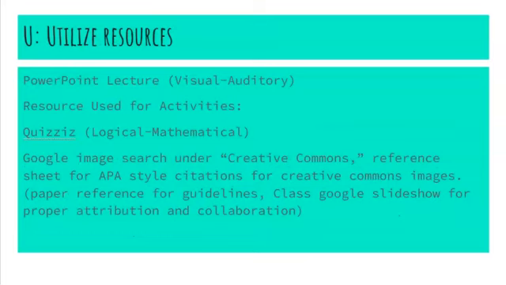The U stands for Utilize Resources. This is when you're actually using those resources. So the PowerPoint is what you start off with. That's specific for the visual and auditory. They get to hear it, they get to see it. The quizzes are logical and mathematical, and then the Google image search is more for the spatial awareness and spatial visual learners. They can create something on their own and play with it.